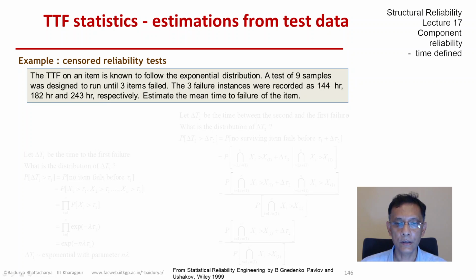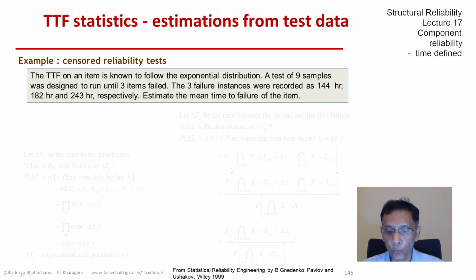In this censored reliability test, notice that the test stops as soon as a predetermined number of samples fail. In the earlier example taken from Gnedenko's book, we stopped at a fixed time, regardless of the number of failures. Now we are stopping as soon as 3 failures occur. So in general, r failures, and we record the individual failure times. We need to estimate the mean time to failure.